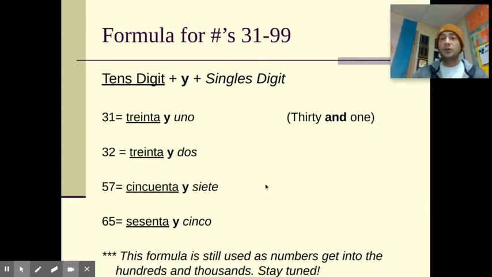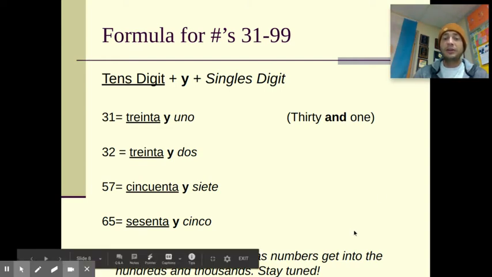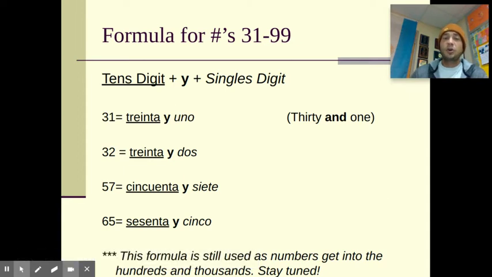Now, please go ahead and let's take a little bit of time to take some notes on this. And then also, this formula is still going to be used as numbers get into the hundreds and thousands. So this formula doesn't go away. It gets added to. All right, so this is kind of some base knowledge as we're moving forward. All right, so once again, the tens digits plus the letter Y, which means and, then your singles digits. All right, feel free to pause, get those down, and we will move on.